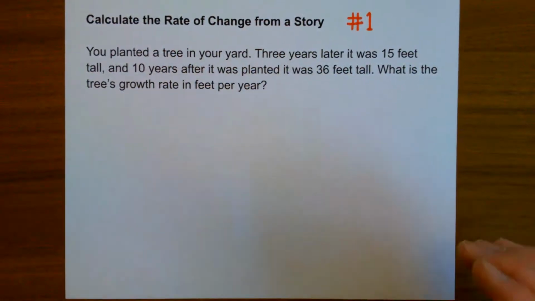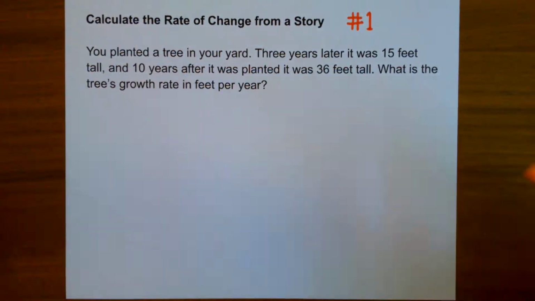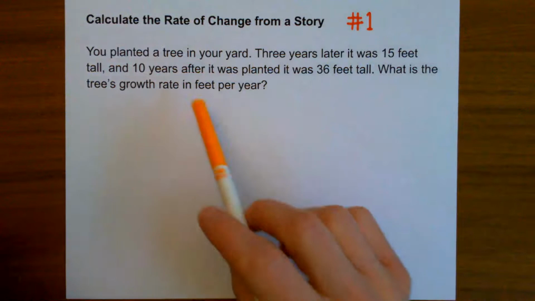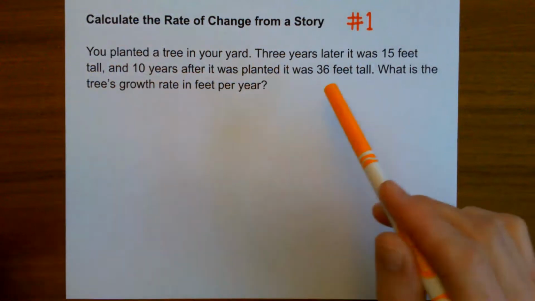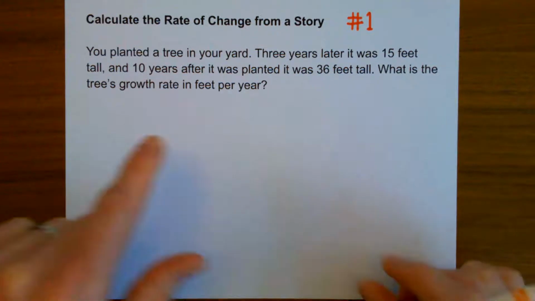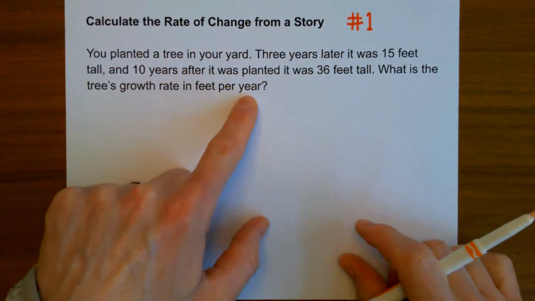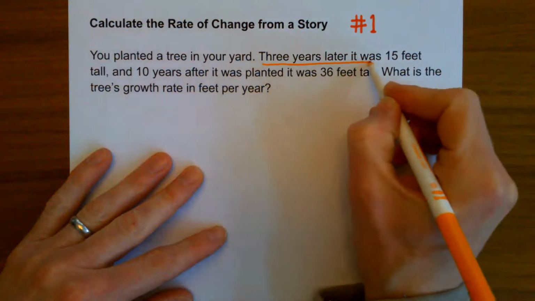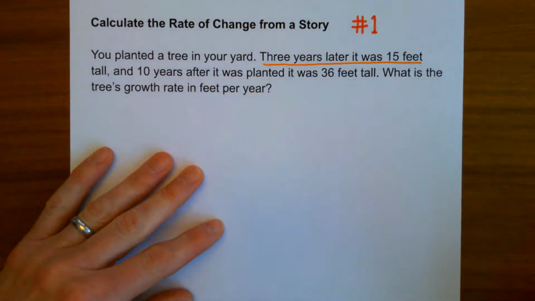Hello. In this video, I'd like to show you how to calculate the rate of change from a story. In this case, it's a story about the growth of a tree that you planted in your yard. And this story gives you two pieces of information that we can use to calculate the growth rate in feet per year. The first one is that 3 years after you planted it, it was 15 feet tall.